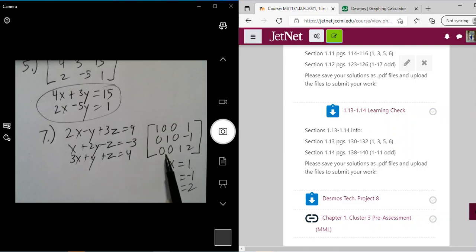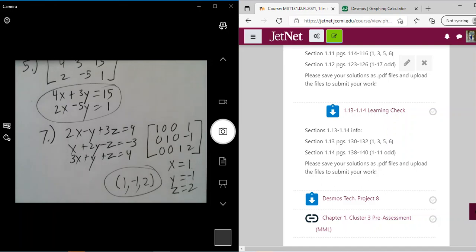Then we come down here. X has 0 coefficient, y has 0 coefficient, but z has the 1 here. So that means z is 2. So your ordered triple would be 1, negative 1, and 2. Now they tell us to check this with our calculator.